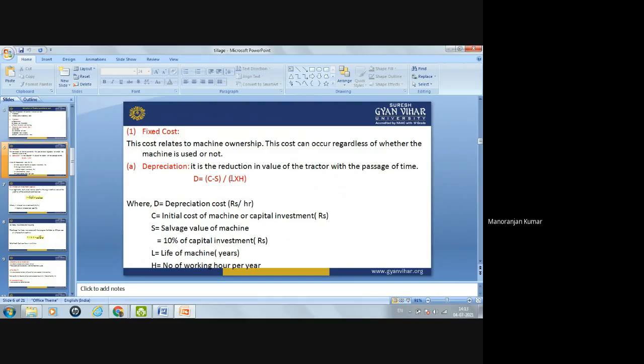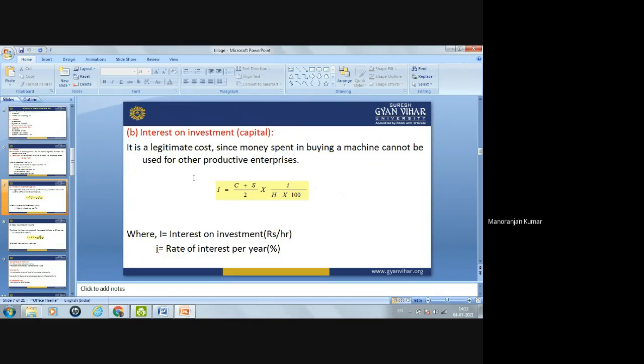L is the life of the machine or life of the tractor in years, 10 years, 20 years. H is the number of working hours per year. So this will give the depreciation cost in rupees per hour. Similarly, second is the interest on investment. This formula you can use: C plus S divided by 2 into I divided by H into 100. C is the initial investment, or you can say the capital value in rupees. S is the salvage value. I is the rate of interest, taken in percentage. H is the number of working hours per year.